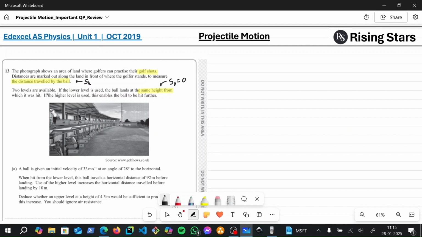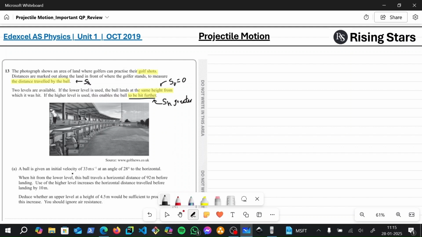Okay, then we have another level, the higher level. If the higher level is used, this enables the ball to be hit further. So the ball will be hit further if the higher level is used. And by this, they mean that the horizontal displacement will be greater, as h will be greater for the higher level. Okay, this is what they mean here. SH will be greater for the higher level. Okay, now let's get to the technical details.